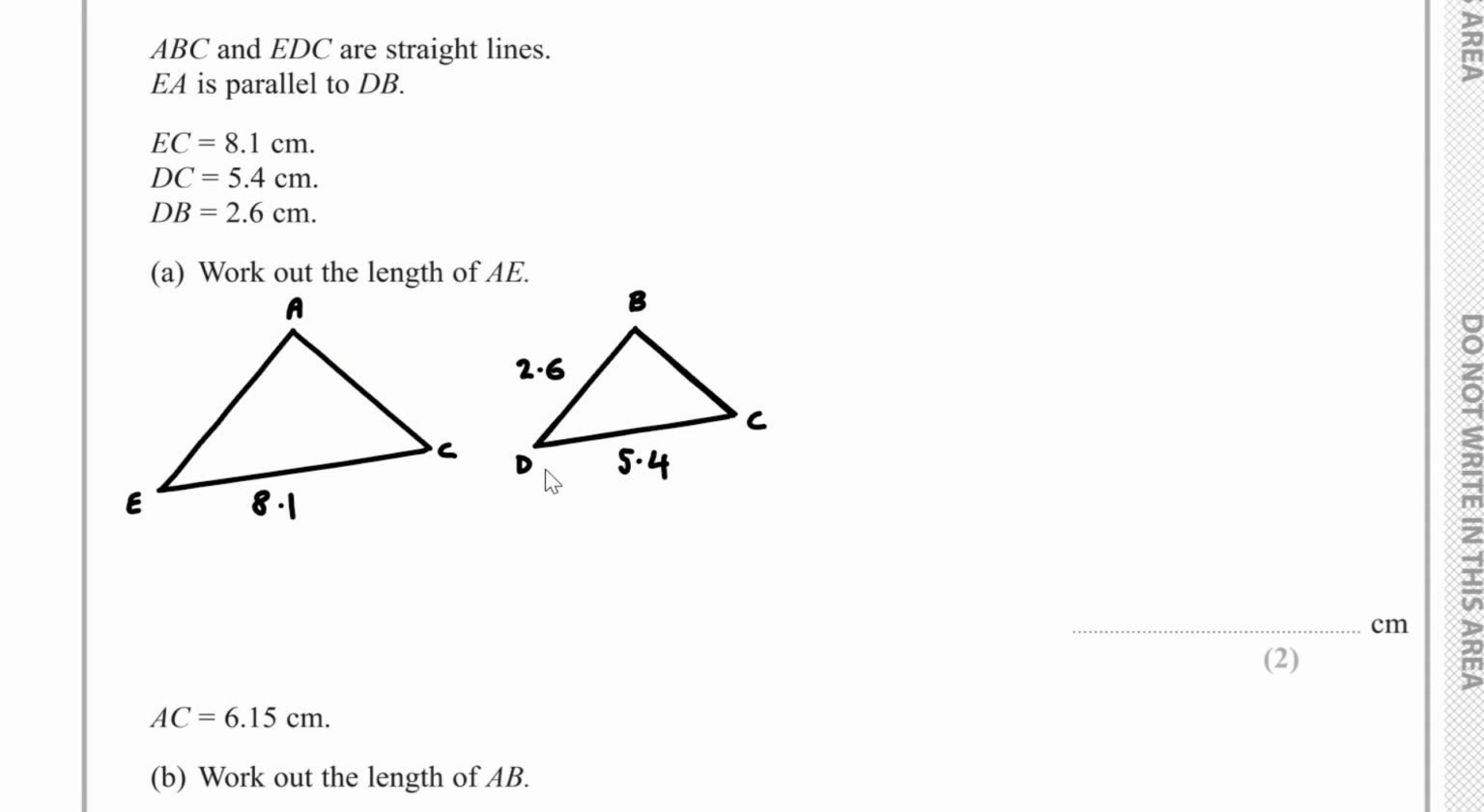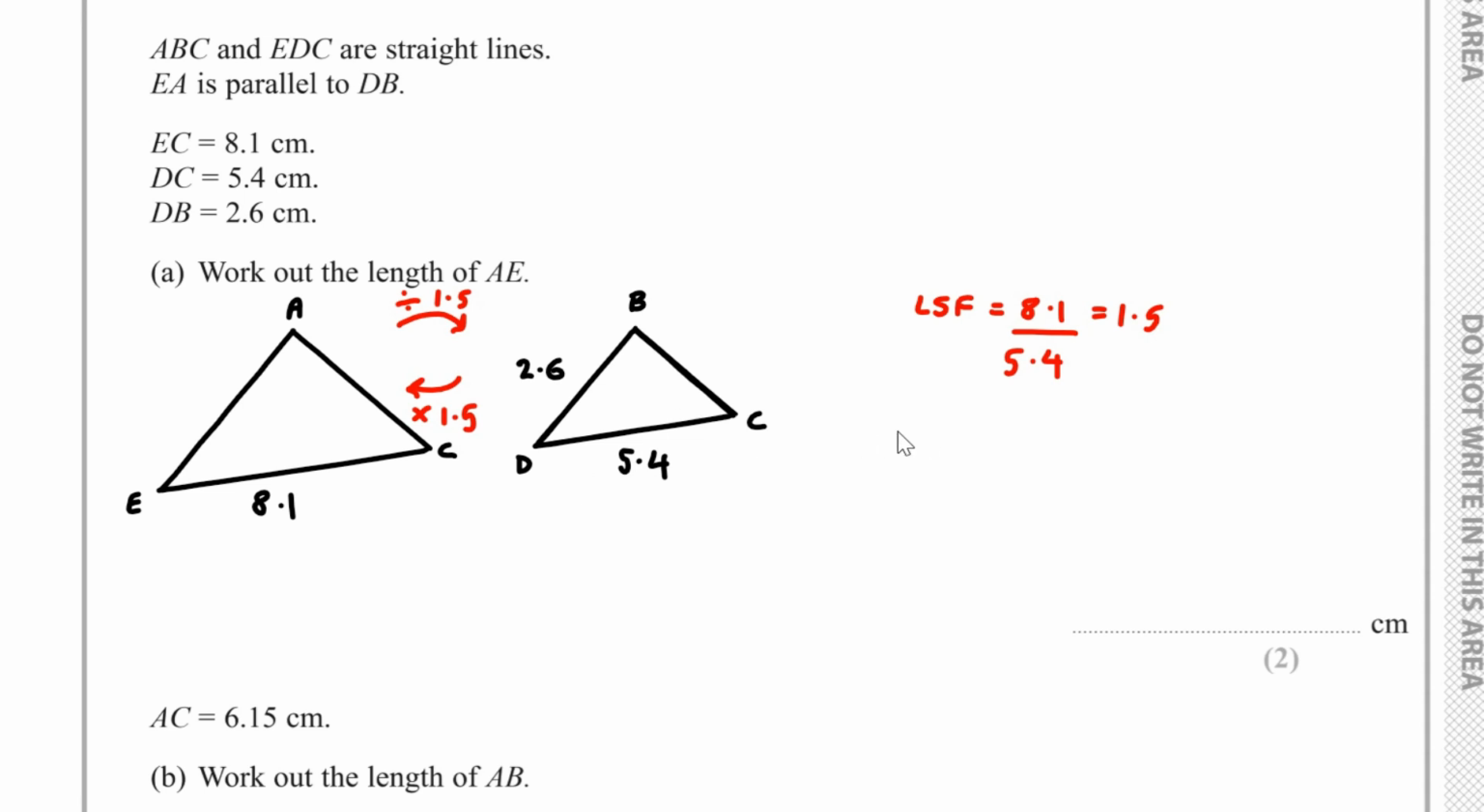Now, because EC and DC are similar to each other, we can first of all work out a length scale factor. The length scale factor is equal to 8.1 divided by 5.4. So if we work this out, it turns out we get 1.5. So to go from the big shape to the small shape, we'd have to divide by 1.5. Small shape to big shape, we have to times by 1.5.